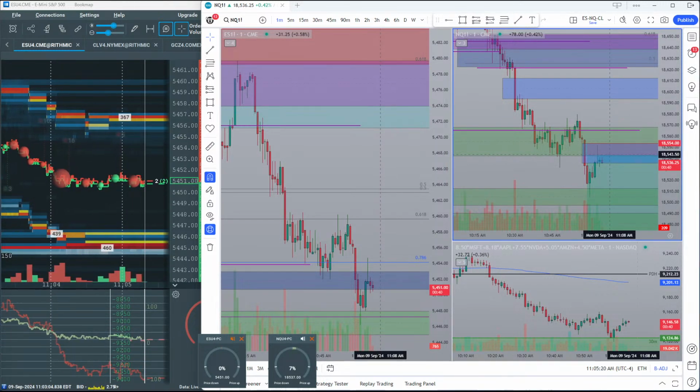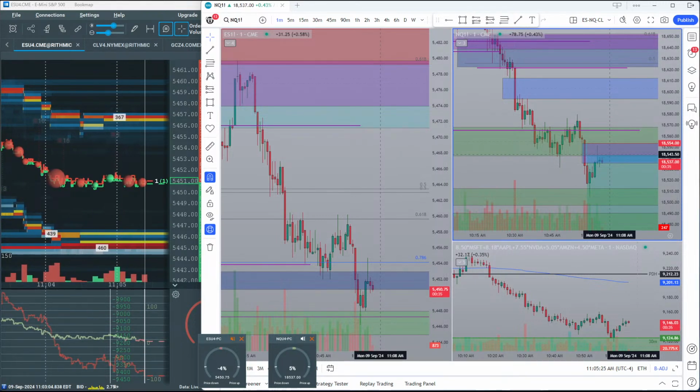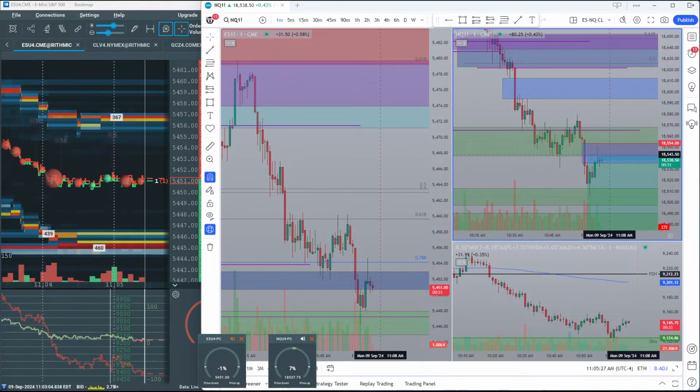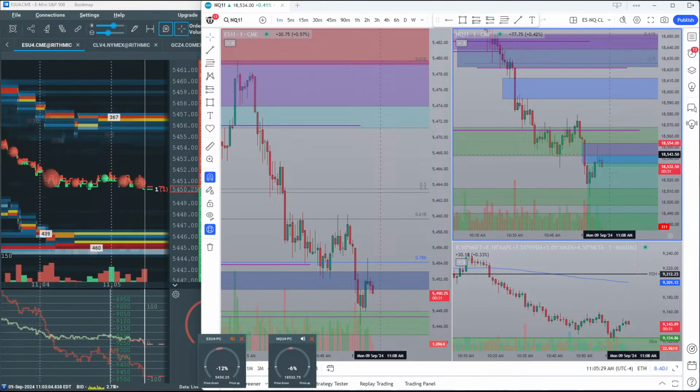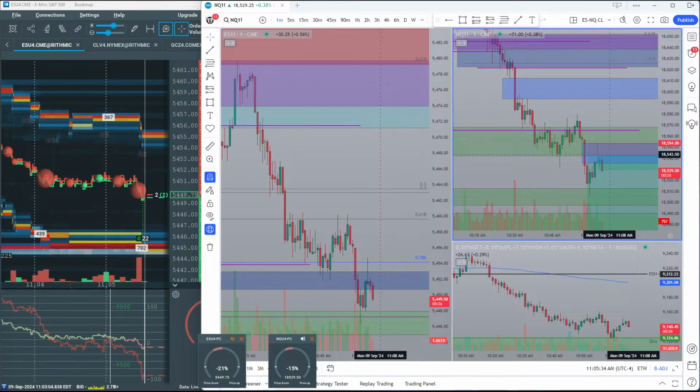Really want to see good selling pressure here. Want to see the market pulse start ticking lower. I'm not hearing that right now, which gives me a little concern for these shorts, just a small bit of concern. Very good. There we go.